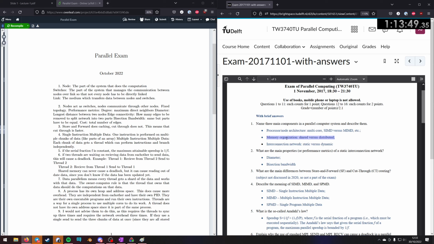Oh yeah, Isabel said memory. The interconnection network, maybe you get a point, I think, because my interconnection network is link, because that's like the network. Yeah, exactly. And that's the static versus dynamic network. The problem is each counts for 1 point, so I probably get 2/3 of a point for that.